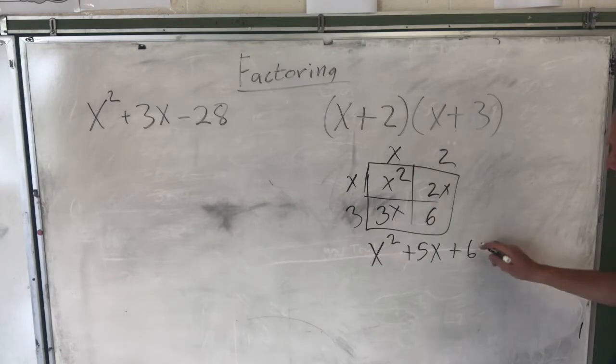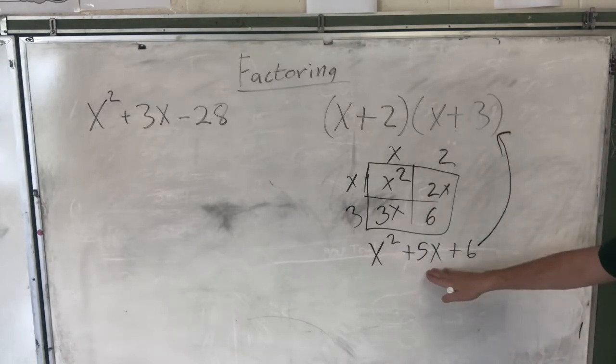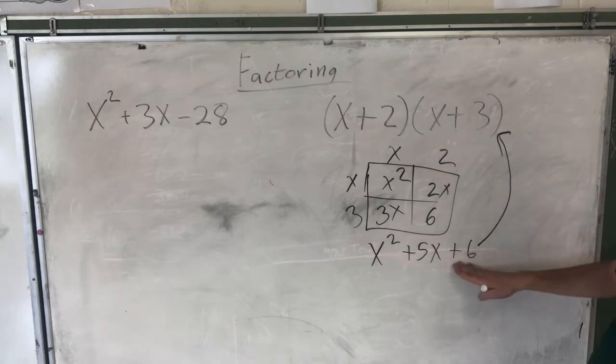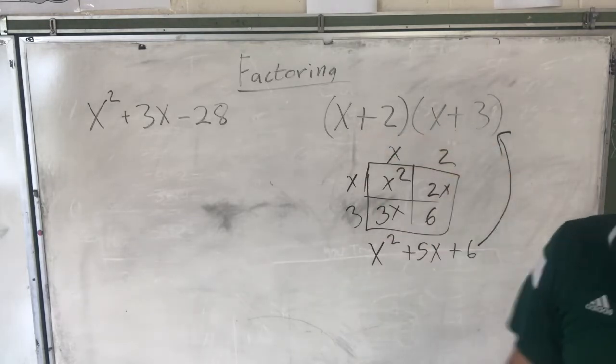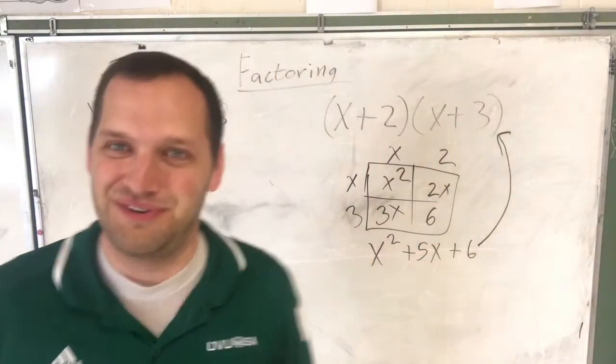But what if we wanted to go backwards? What if we wanted to take a trinomial? It's called a trinomial because there's 3 parts. We wanted to figure out the 2 binomials that multiplied to be it. Well, let's figure out how.